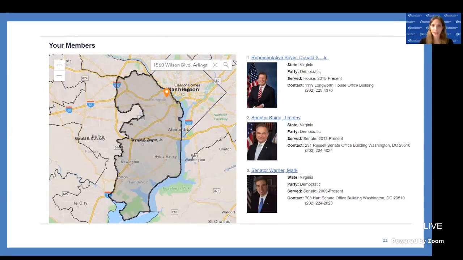You can see here, if you follow the links to the names of the members of Congress, that will take you to their website. You can also see where their offices are located if you happen to be in DC and want to visit them. And you can also find their phone numbers here, which you may want to take note of.